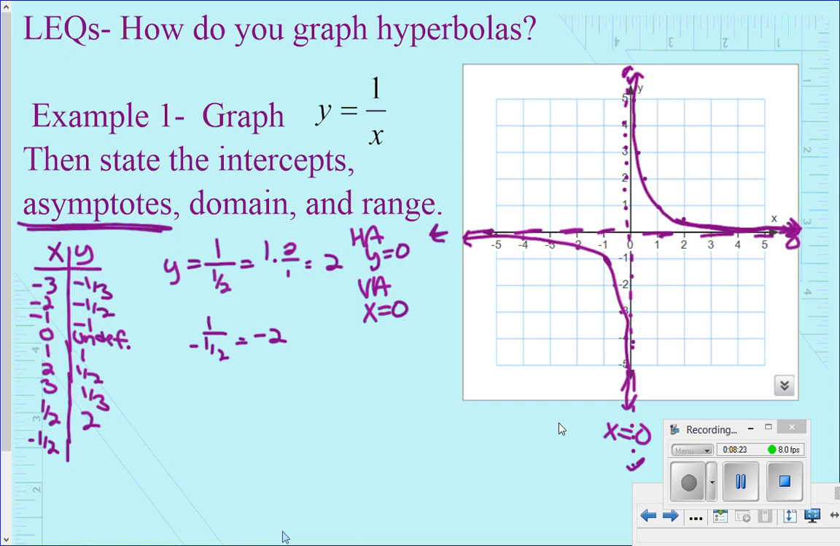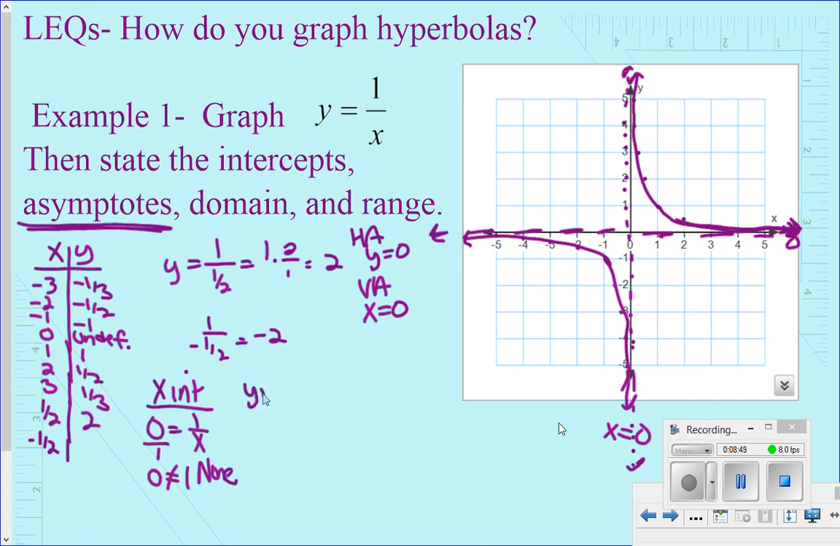Now, it asks to state the intercepts. Well, we can see looking that there are none, but let's show why. So the x-intercept, I'm substituting 0 in for y, and I'm solving for x. So I have a proportion here. I can cross multiply. 0 times x is 0 equals 1 times 1 is 1. Well, 0 does not equal 1. Therefore, no x-intercept. And again, I can also tell because it's not crossing the x-axis.